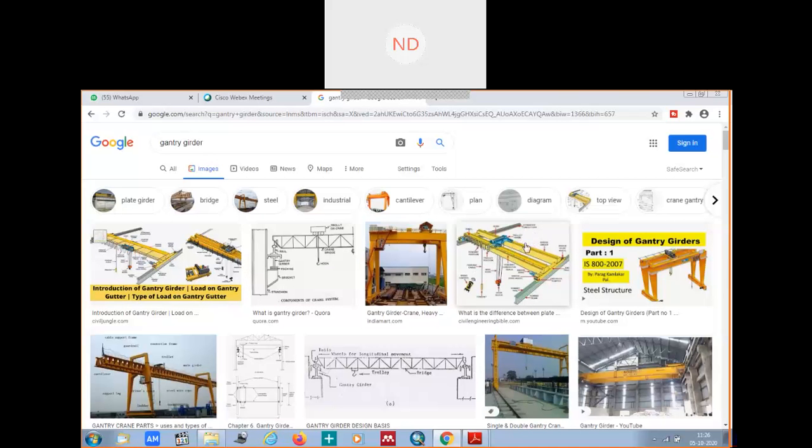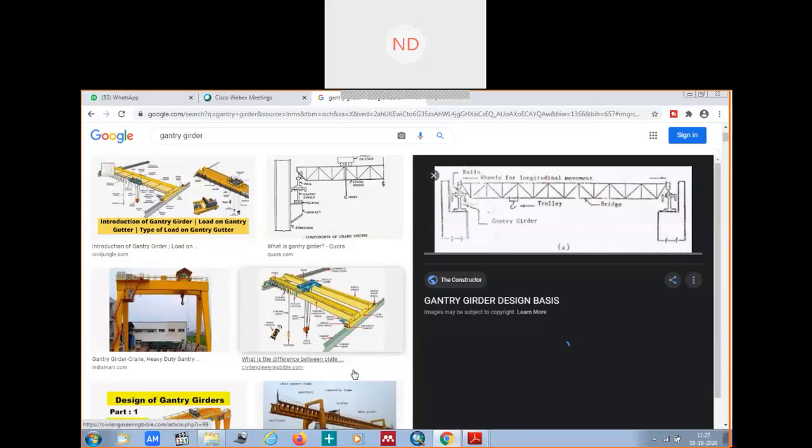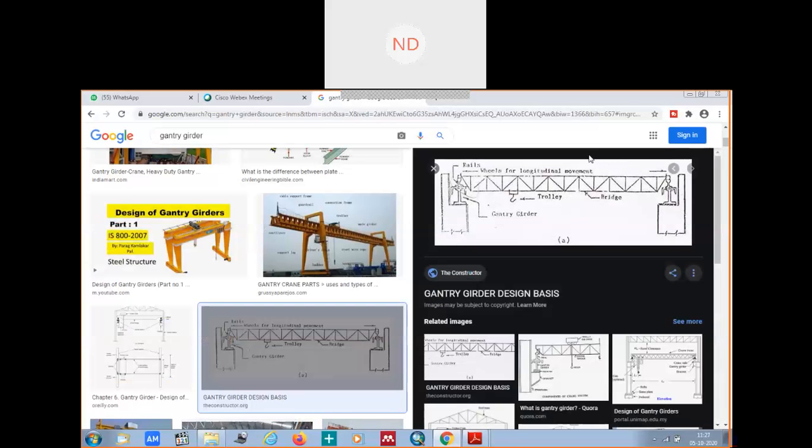And above the rail section there is a trolley which is moving from this side to this side. Okay, so these are your gantry girders. Suppose I show you this figure.